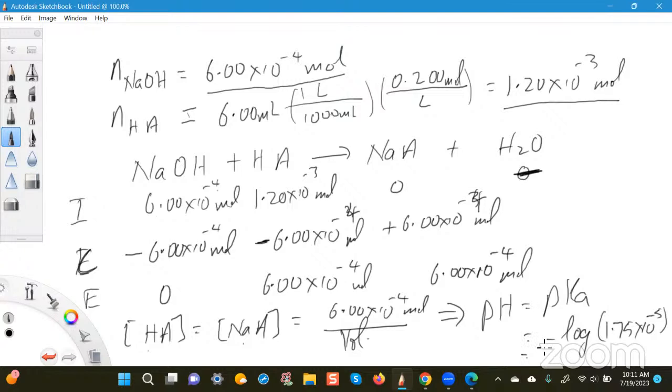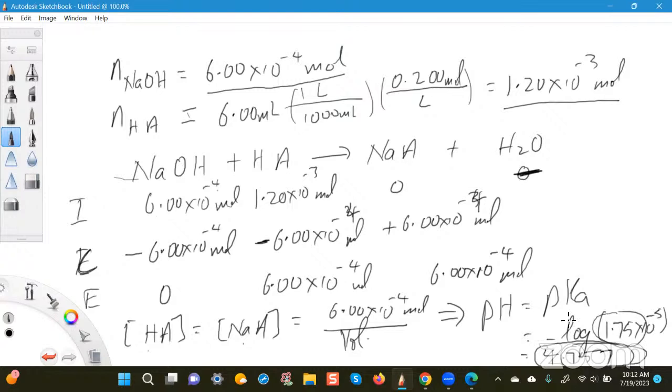So when we work that out, according to my calculation, the answer becomes 4.76. In fact, to be more specific, 1.75 times 10 to the minus 5, and then I find the log of that with the minus sign, it would be 4.757. We have 3 decimal places here due to the fact that we have 3 sig figs here. So this would be the final answer to the question.